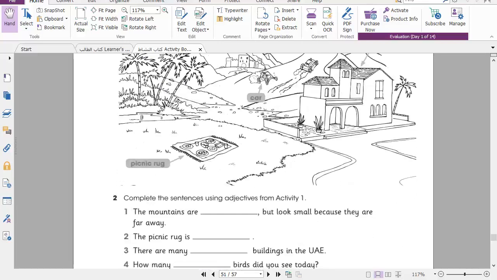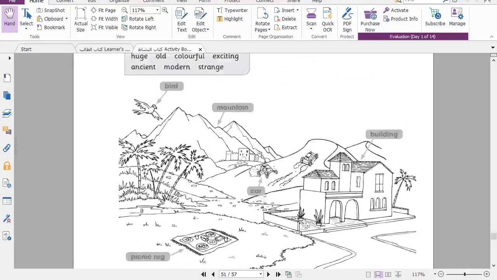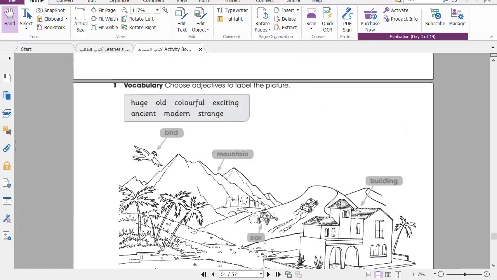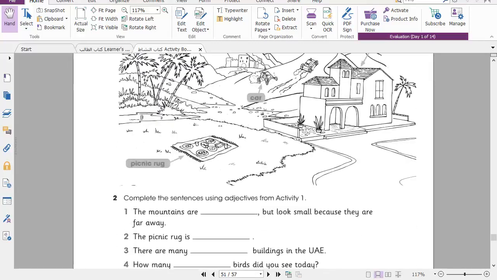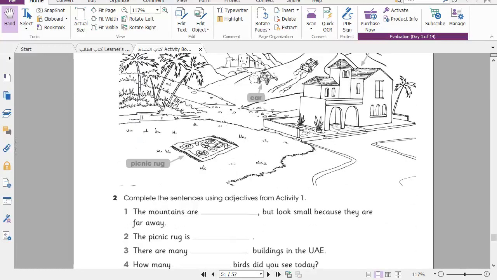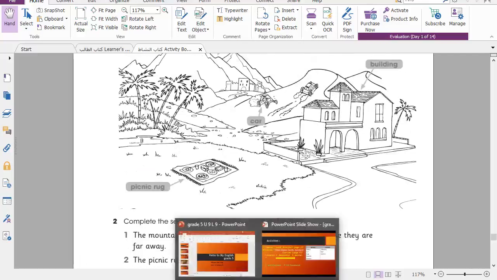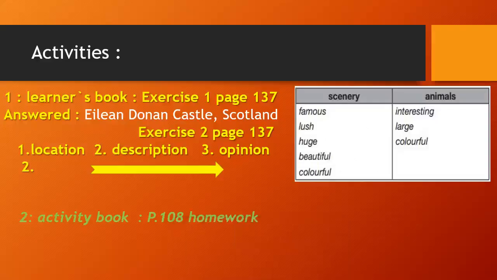Also, you can use the adjectives above to complete the given sentences here. You can use these adjectives like huge, old, colorful, exciting, ancient, modern, strange to complete the missing items or the missing places in these sentences. Please practice this page. It's homework for you. It will be very good.